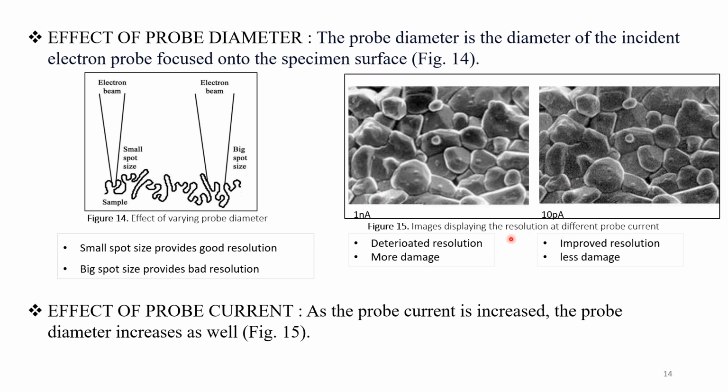As can be seen from here, if more probe current is applied onto the sample, more damage will occur on the sample surface, and hence we get deteriorated resolution of the sample image. And if a lesser amount of probe current is applied, it will damage the sample less, and hence it will provide us with improved resolution.